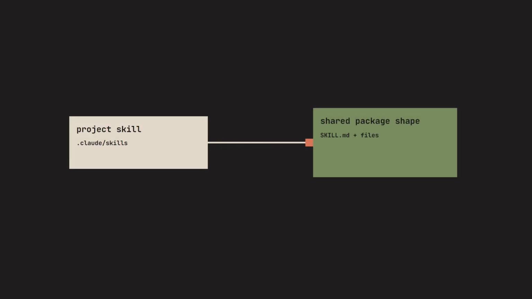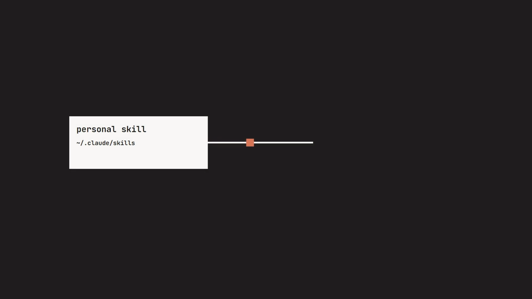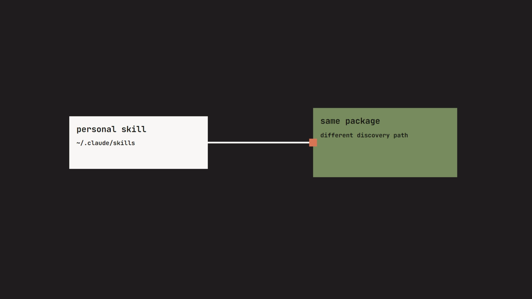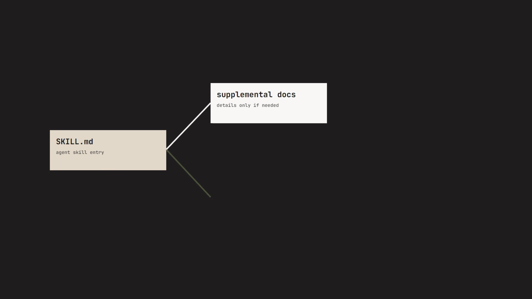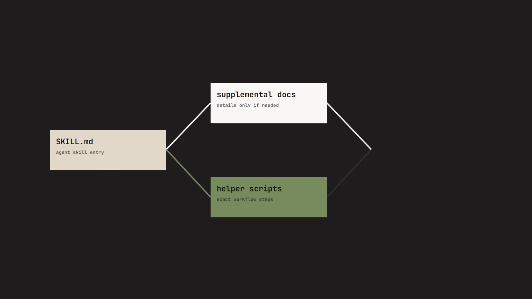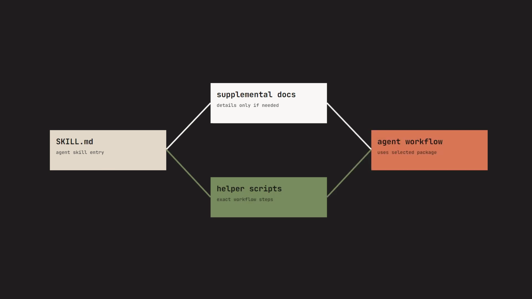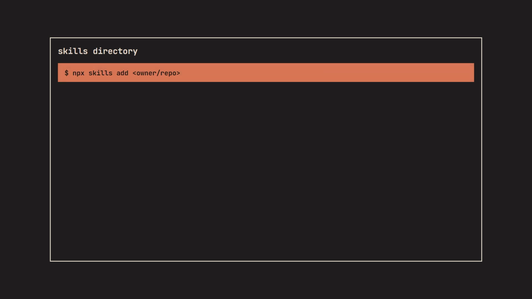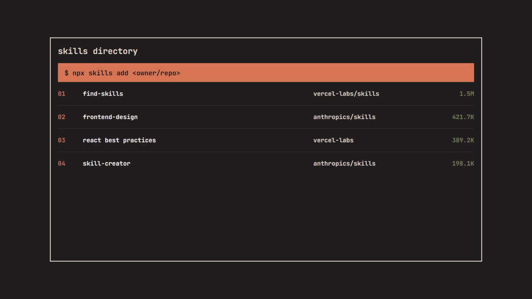Claude Code documents .claude/skills for project skills, and ~/.claude/skills for personal skills. GitHub Copilot documents agent skills with SKILL.md and supporting resources in its own workflow. Codex uses the same broad package shape through its skills system and public skills catalog.